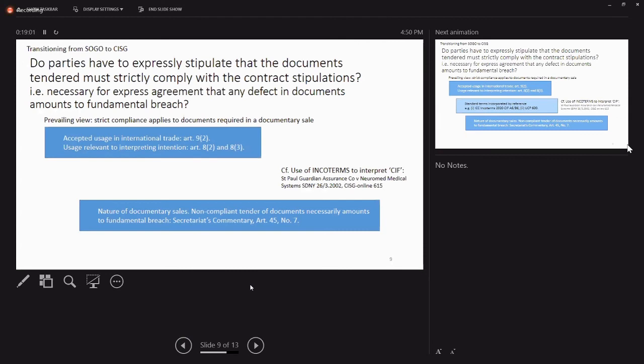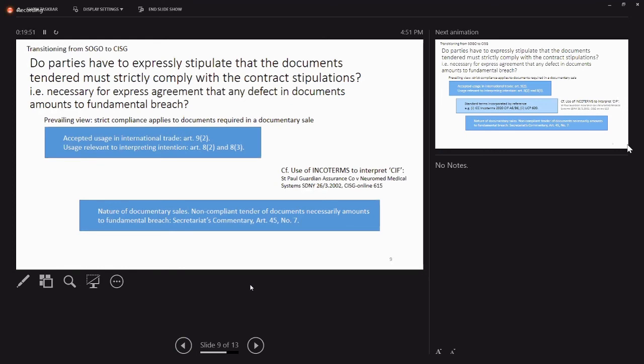Now, the good news is that in the process of writing up the CISG, the Secretariat did acknowledge this, and the commentators also acknowledge that when we talk about documentary sales, there is a very strong norm of strict compliance. If you look at many of the commentaries, in particular Schlechtriem, you'll find that they take the view that when it comes to documentary sales, it is accepted usage in international trade. So that's under Article 9.2, that the norm of strict compliance applies to documentary sales.